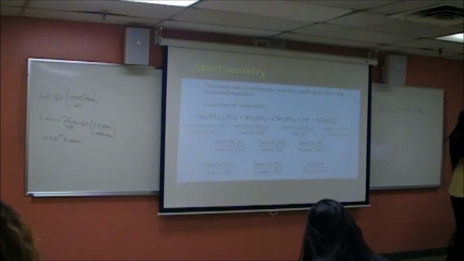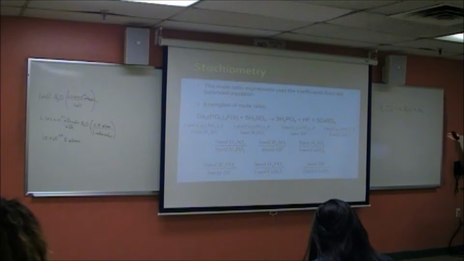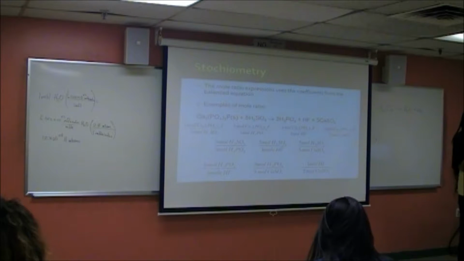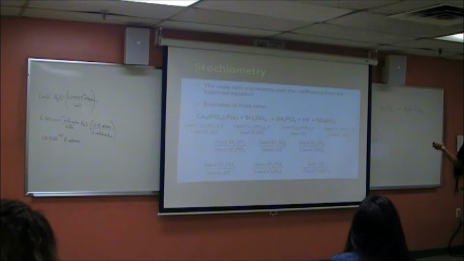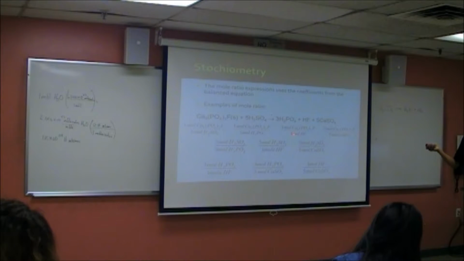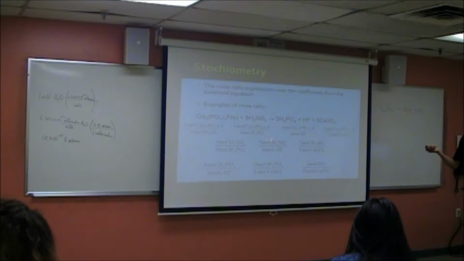If I give you my question in calcium phosphate fluoride and ask for my answer in hydrofluoric acid, which one do I use? Which is that one? The third one. Do I keep it this way? Why do you flip it? Because I want the hydrofluoric acid. I want my HF, so my HF must be on top, so this must be flipped.